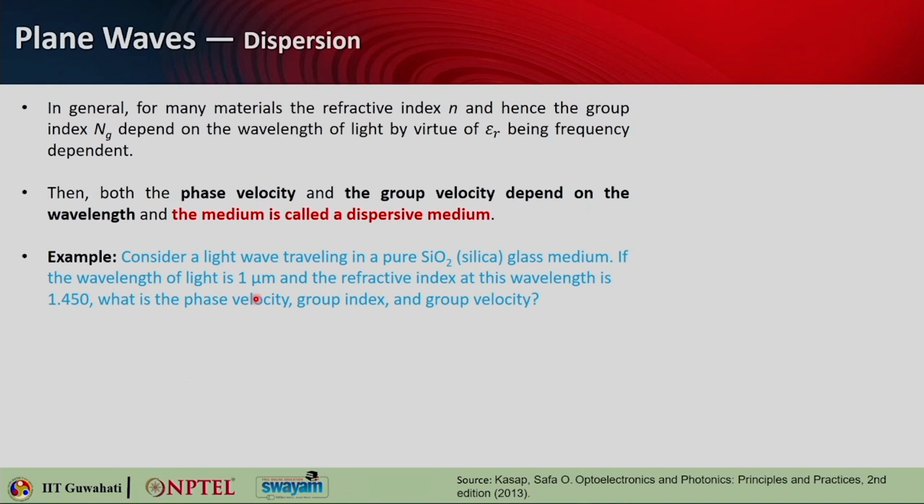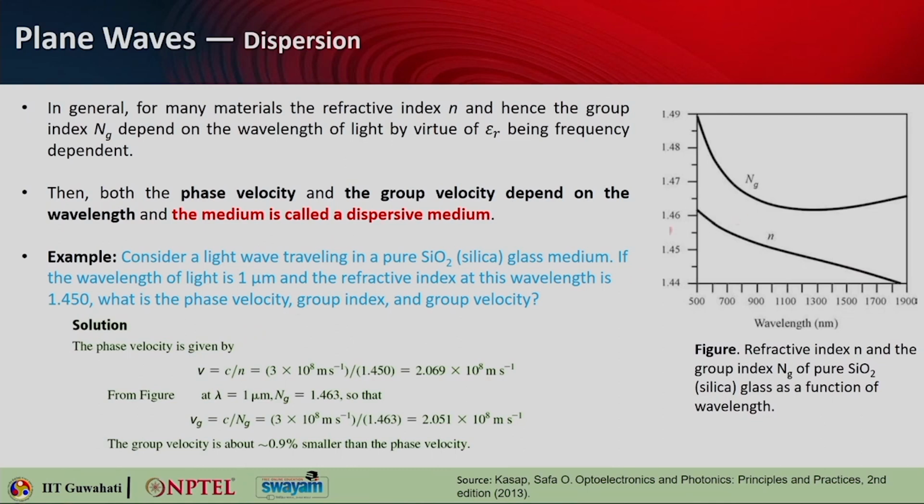Now if you consider light traveling in a pure silica glass medium, and the wavelength of light is 1 micron and the refractive index at that wavelength is 1.450, then what will be the phase velocity, group index and group velocity? So you can look into the dispersion curve of silica given here. Here is the refractive index, how it is varying with wavelength, and also how the group index is varying with wavelength. So you can find phase velocity using this formula, V equals C by N.